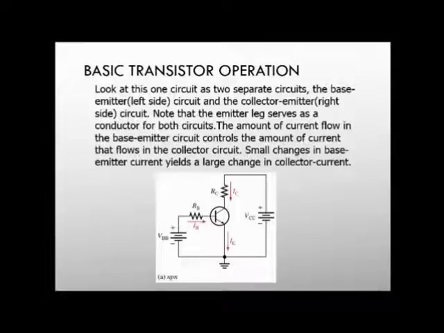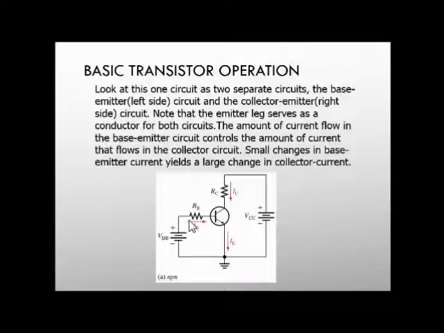Now let us look at the basic transistor operation, how it operates. Look at this as two separate circuits. In this case, you can find these are the two separate left hand side and right hand side. The base and emitter, that is the left hand side, and the collector and emitter, that is the right hand side. Note that this emitter leg serves as a common leg for both the circuits in this case.